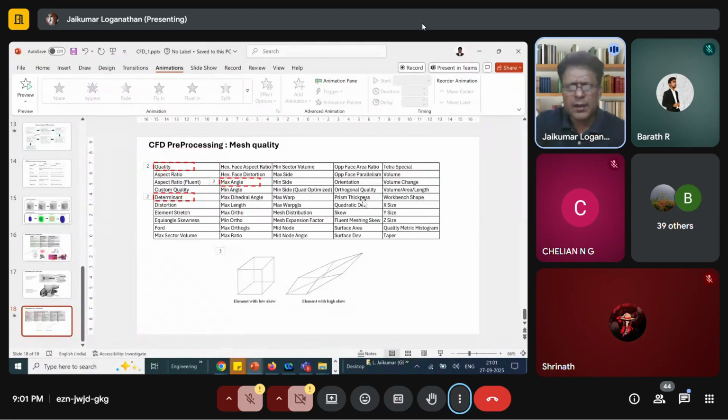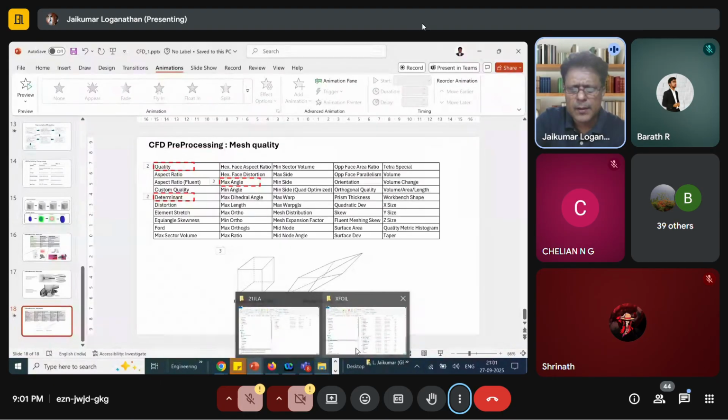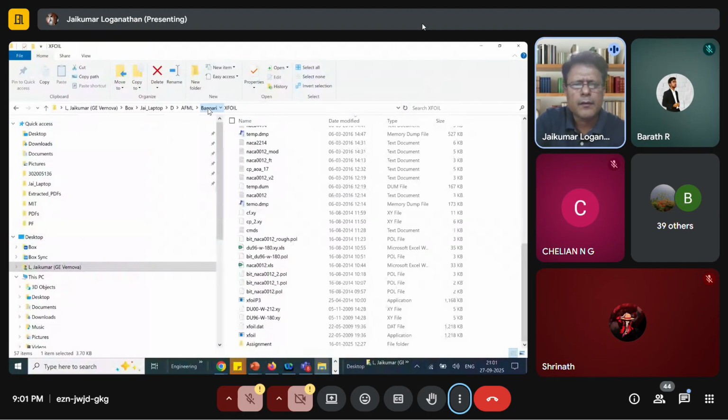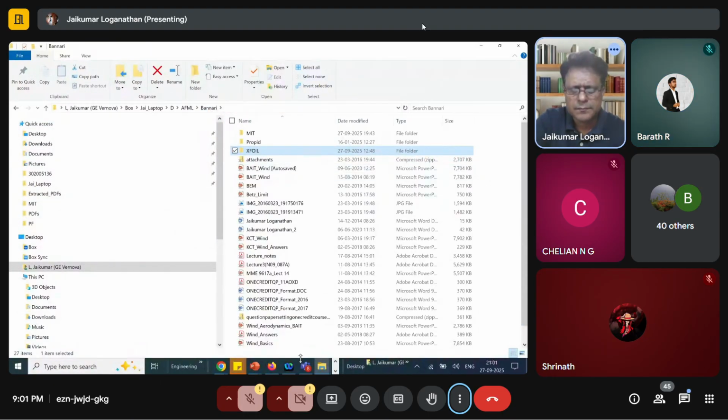Okay. Any questions so far? Is anything not clear, or anything we need to go back and discuss again? Okay. Now we'll go to XFOIL. Before that, we may have to quickly look at some of the airfoil metrics. Let me see, before that, let me open it.